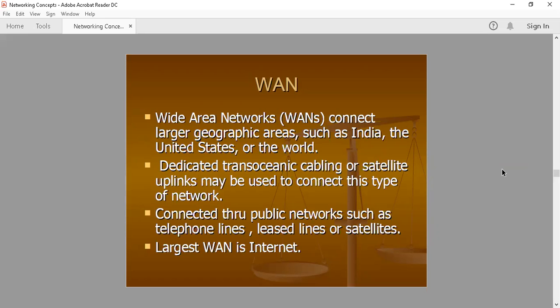The largest WAN is the internet. If there are 10 offices in India, 5 offices in the United States and 5 offices in Britain, and we are connecting all those 20 offices together, that is nothing but a wide area network, WAN, and they will be connected via leased lines. For each office, they will have a leased line to connect from one office to another office.